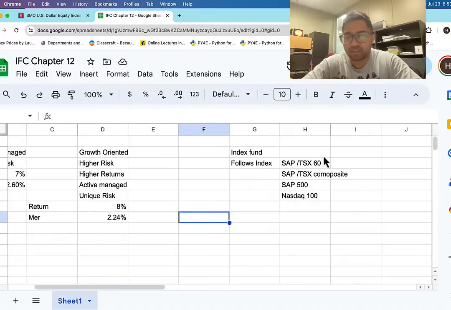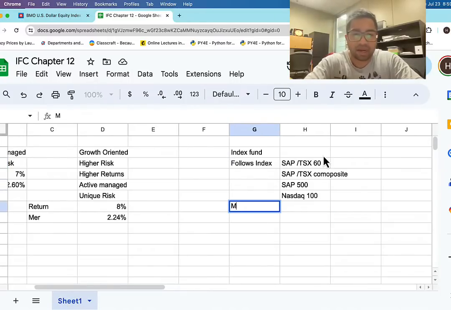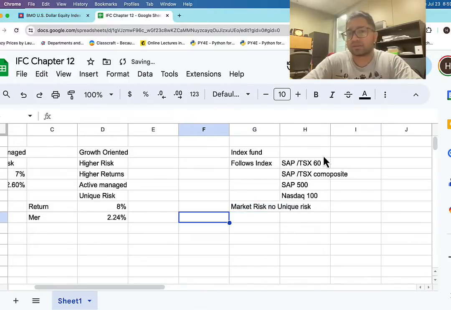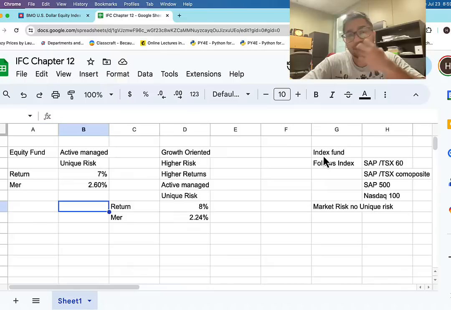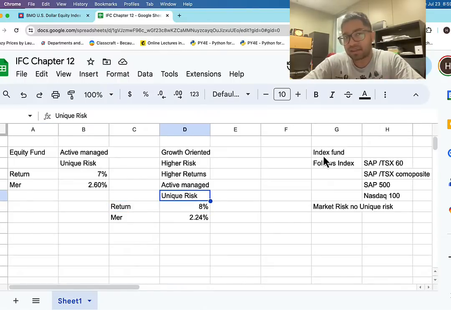Okay, what's the feature? They have market risk, but no unique risk. This you have to remember. They have no unique risk because they are usually diversified. But growth funds have market risk and unique risk. Equity funds also have market risk and unique risk.